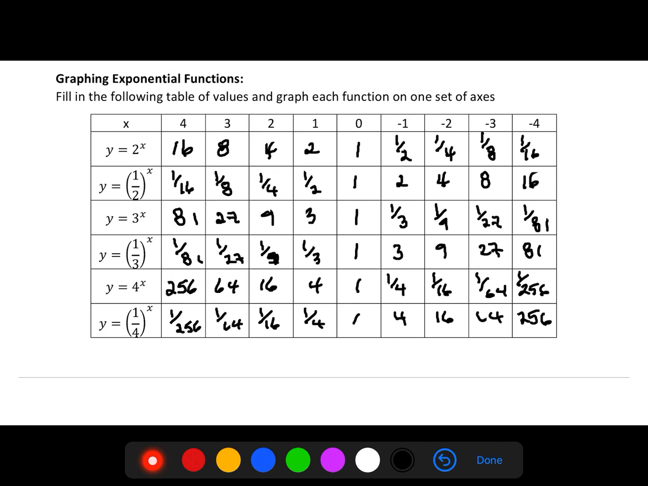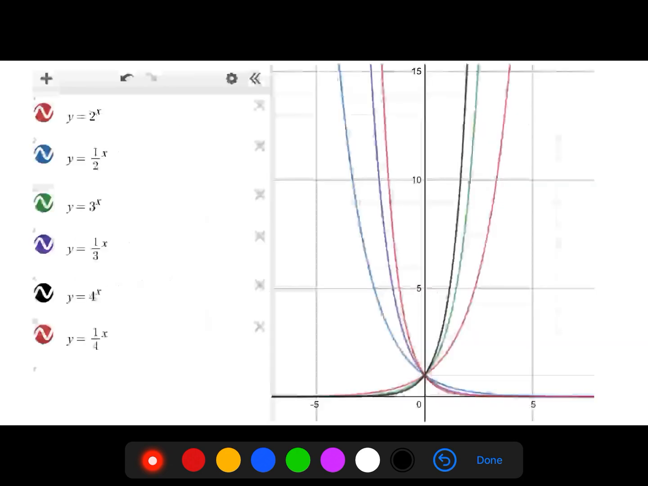So now you're going to want to graph all of these functions. So you may want to stop the recording and graph our functions. I am going to move ahead just to save time and take a look at all of our graphs here.